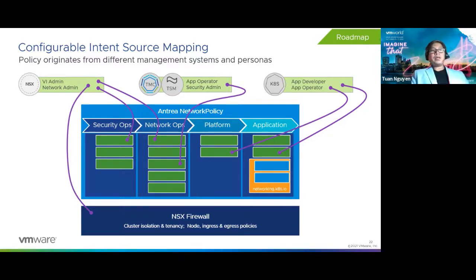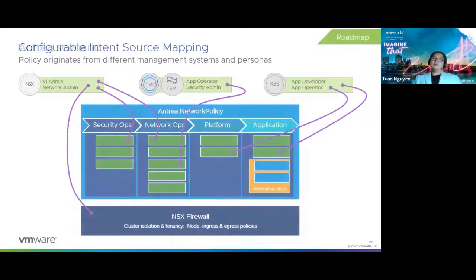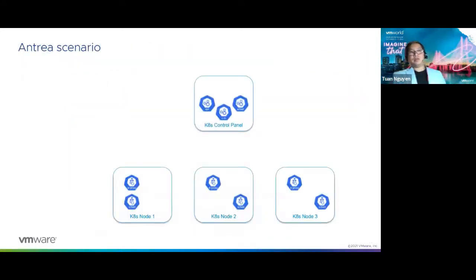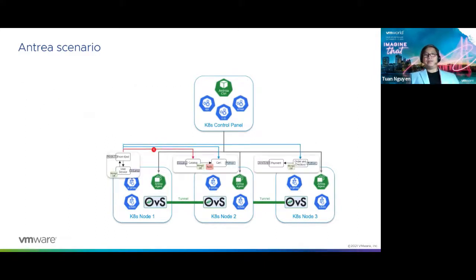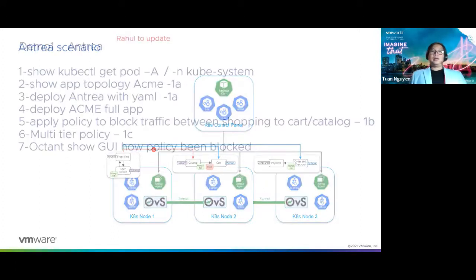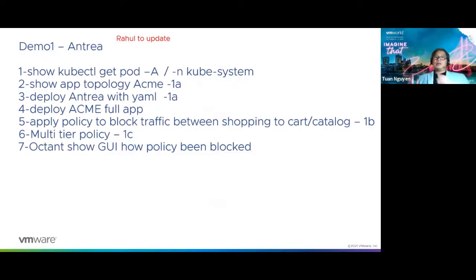Then Antrea can tie with NSX. That's coming in the next release as well. I can run a prototype and let's work with that. And Rahul, it's yours. Here is the demo topology: you deploy an app and you allow traffic. In this case, the front end cannot talk with catalog or vice versa. You see how the demo looks. And then let's start with the demo.